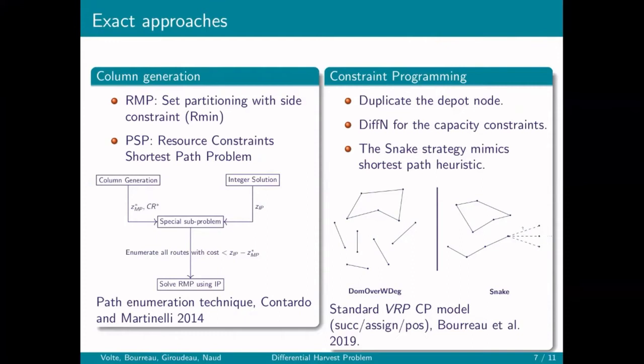For constraint programming, we use the standard vehicle routing problem model for constraint programming, and what we did is to implement a snake strategy which mimics a shortest path heuristic. This is a construction heuristic which we assume will give us a good solution in a small amount of time.